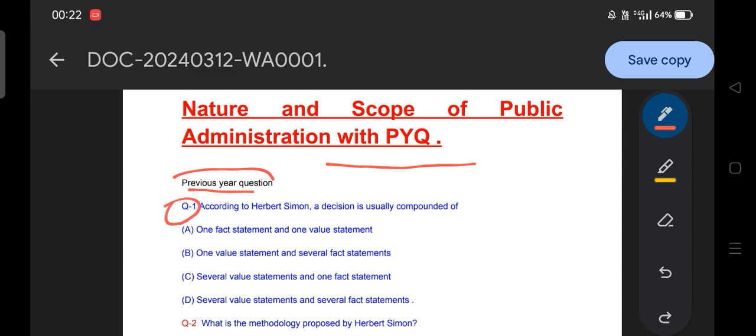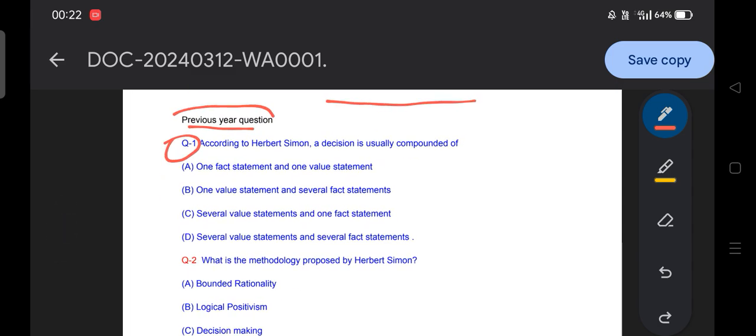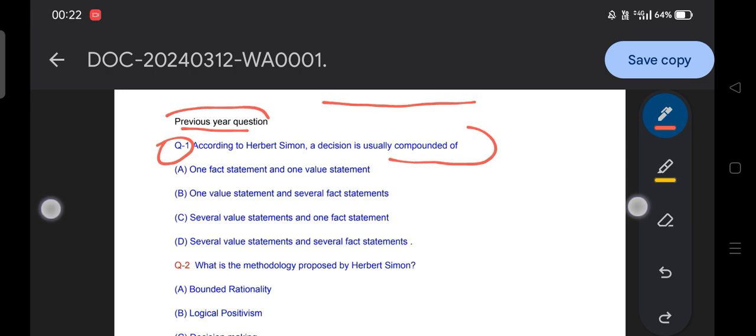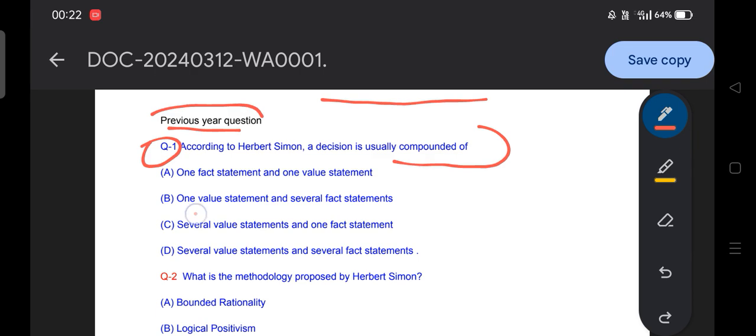First question in front of you. I will recite the question and also the options. Question: According to Herbert Simon, a decision is usually compounded of: option A, one fact statement and value statement; option B, one value statement and several fact statements; option C, several value statements and one fact statement; option D, several value statements and several fact statements. What is the answer to question number 1? The answer would be option B.